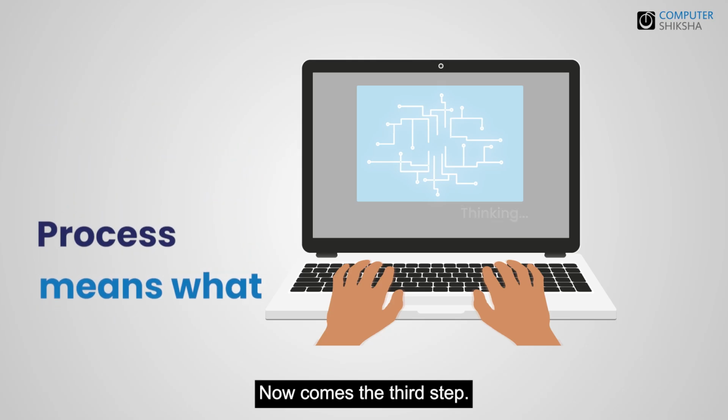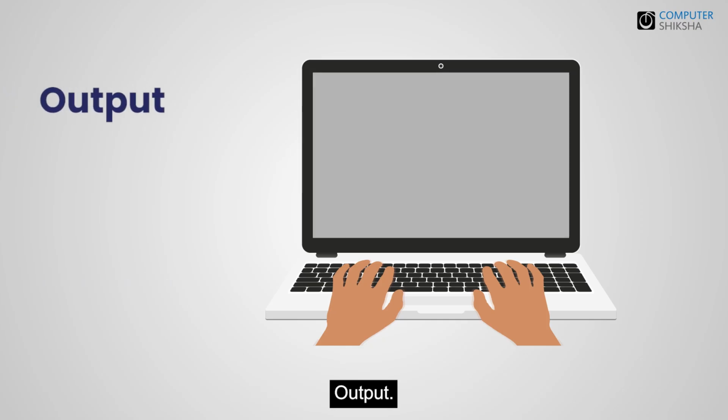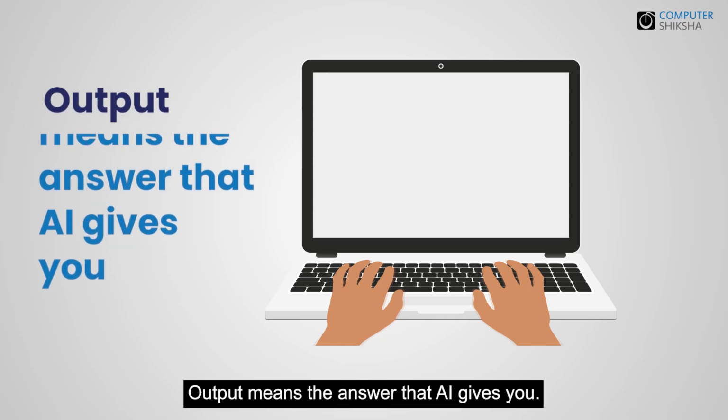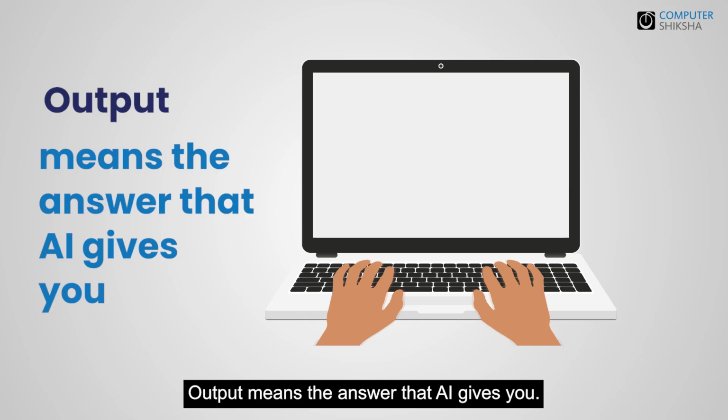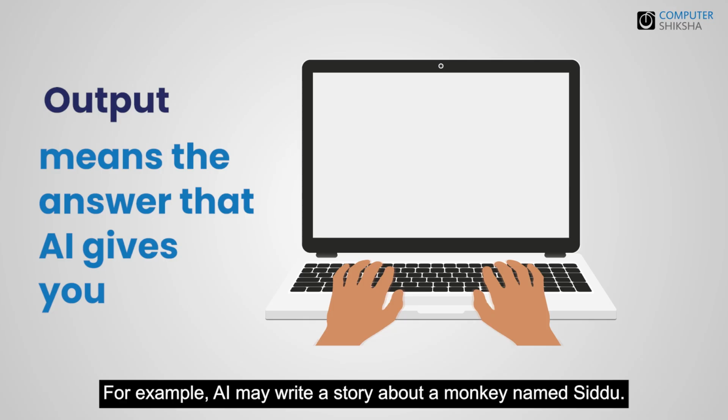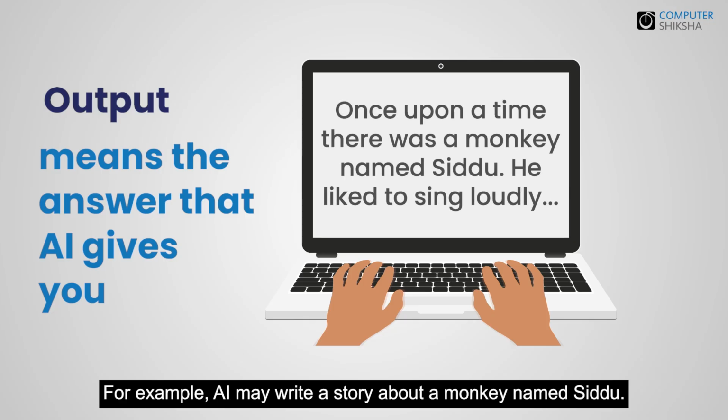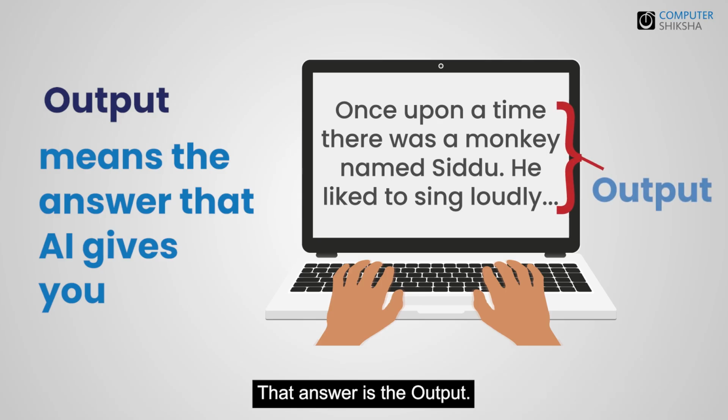Now comes the third step, output. Output means the answer that AI gives you. For example, AI may write a story about a monkey named Sidhu. That answer is the output.